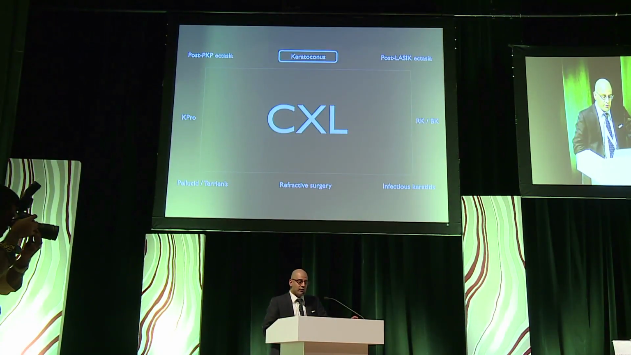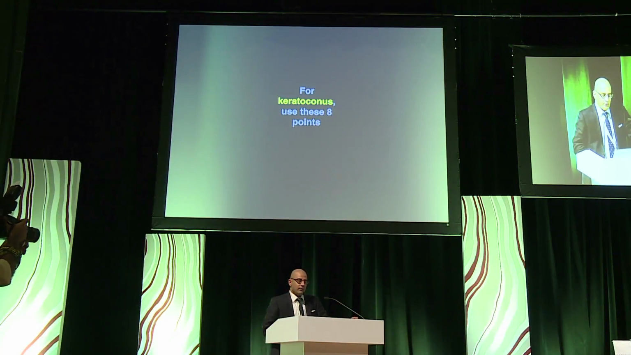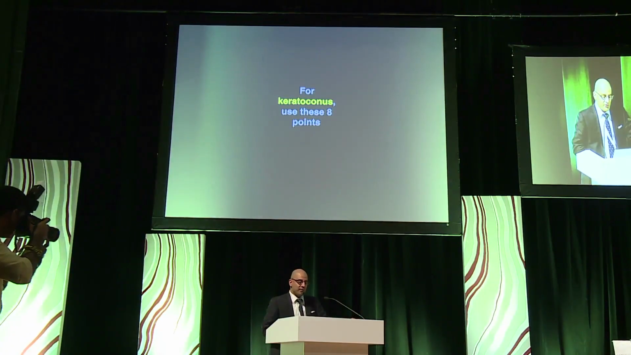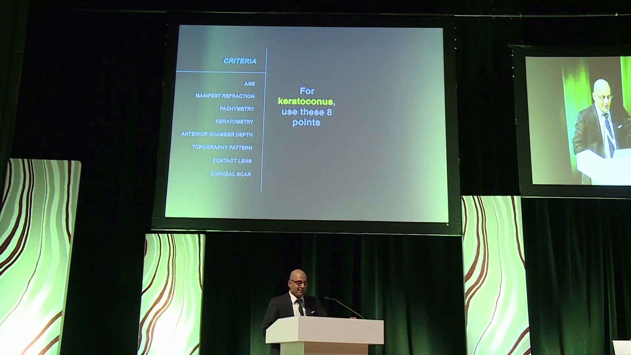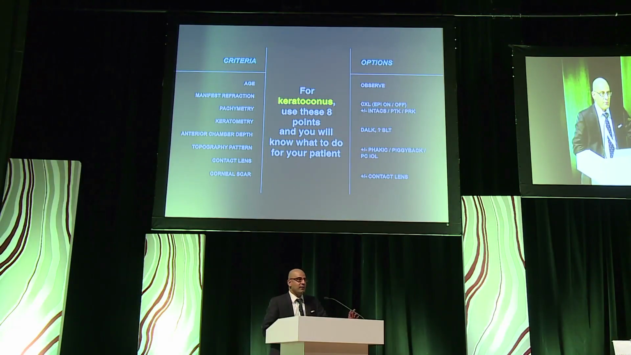And so with keratoconus, we look at management. We look at how we manage these patients. In my clinic, the way I see it, for keratoconus, if I use these 8 points: age, manifest refraction, pachymetry, keratometry, AC depth, topography pattern, contact lens wear, and corneal scar presence, I'll be able to know what to do with the patient. So often, before I even enter the room, once the resident or fellow has reviewed the case, we know what the game plan is before entering the room and talking to the patient. And once we have the game plan, it's often one of these options listed here.